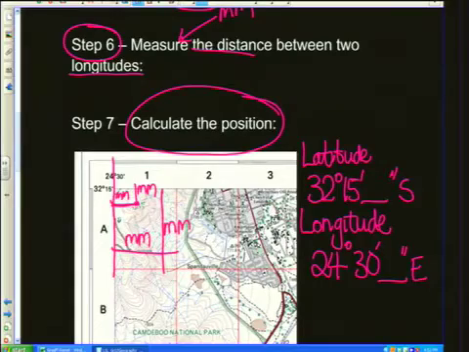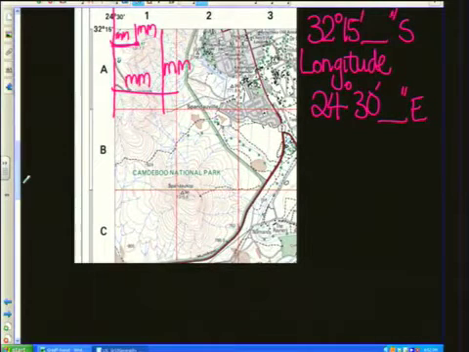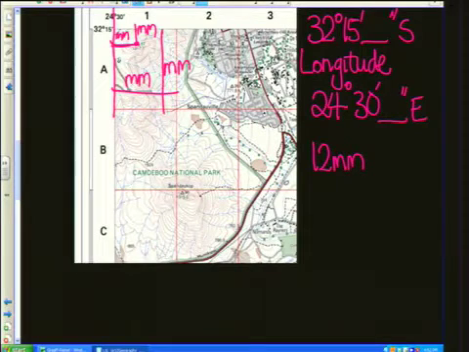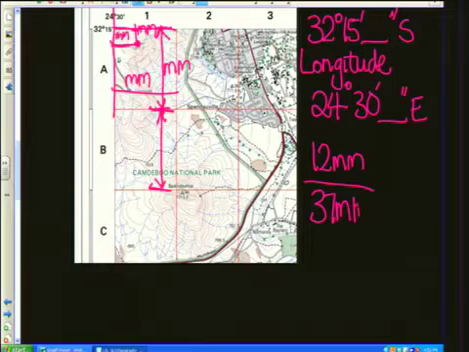I estimated the measurement as follows. For my latitude, I received 12 millimeters. That is the distance between that line and the point. Over the total distance, remember it's standardized. So always the distance between two lines of latitude, between there and there, or there and there, is always 37 millimeters.